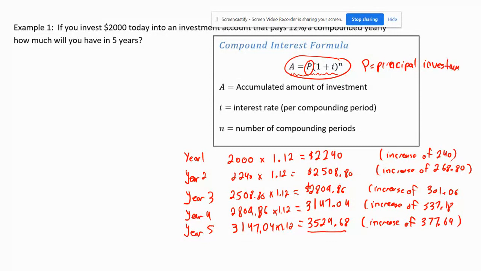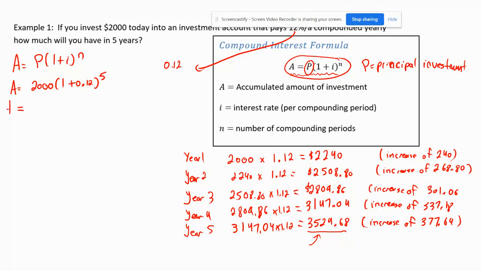Okay, so doing this question using our compound interest formula, our accumulated amount, which is going to be this value over here, the amount after your 5 years, is going to be, so we have A equals P(1 + i)^n. A equals, our principal amount is 2,000. It's 1 plus 0.12. So 12% as a decimal is 0.12, and we have 5 years.